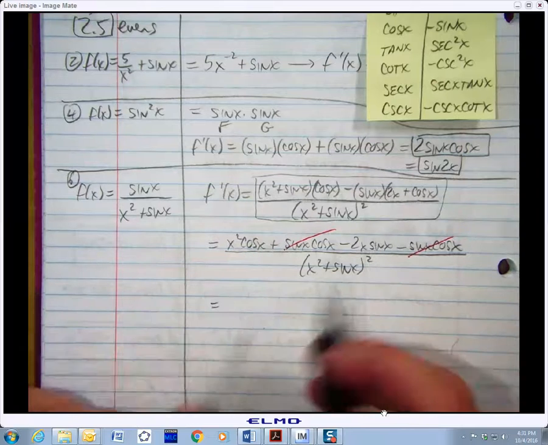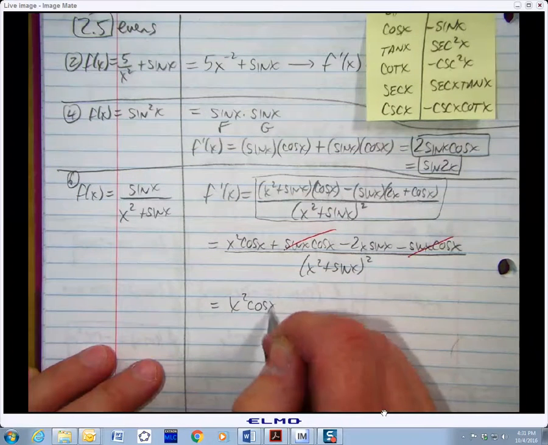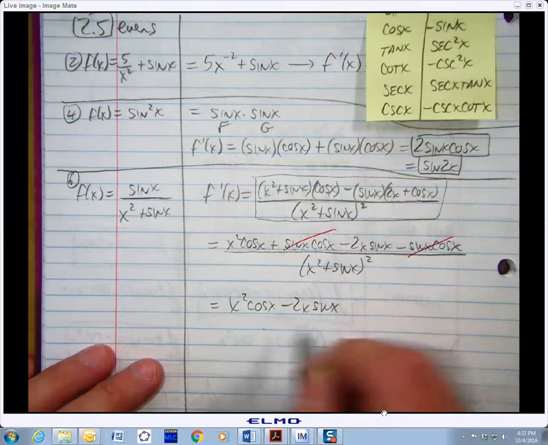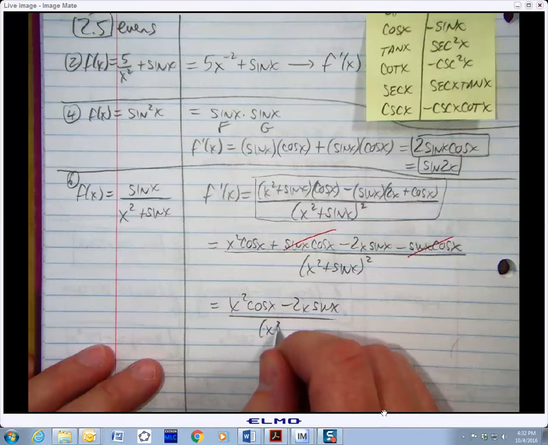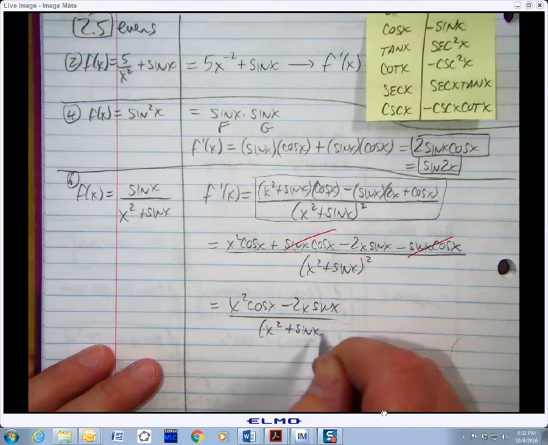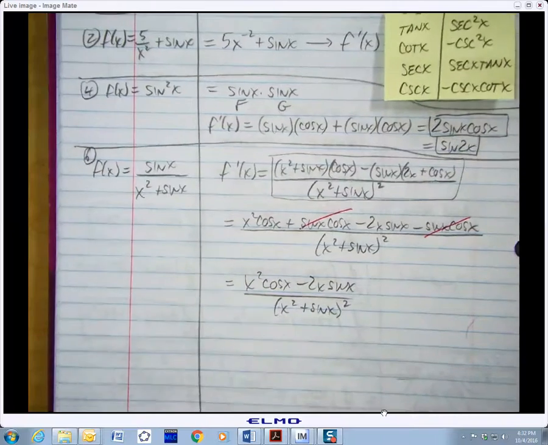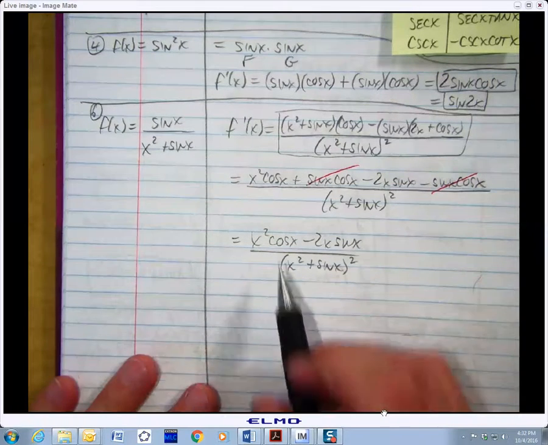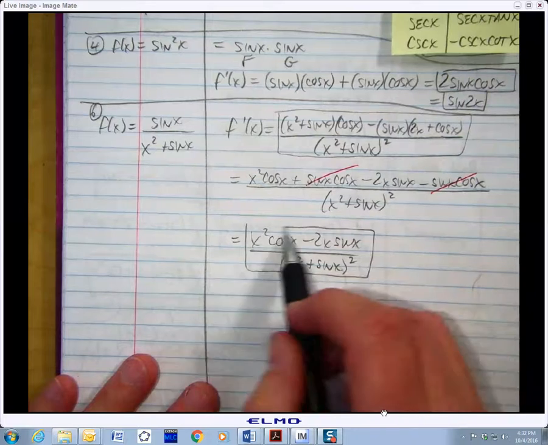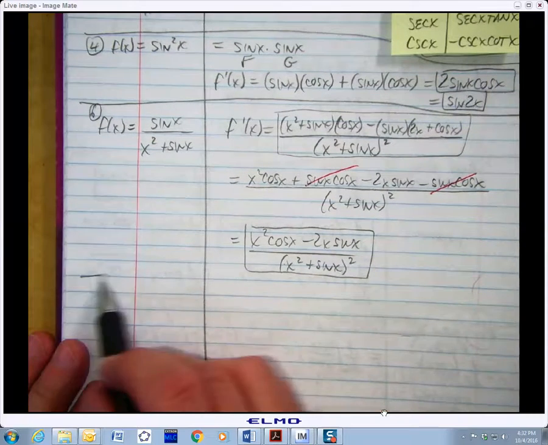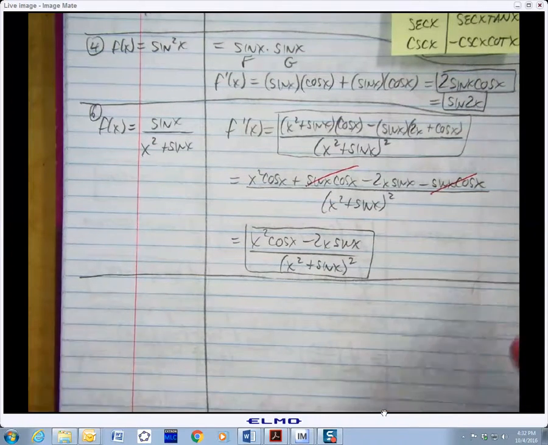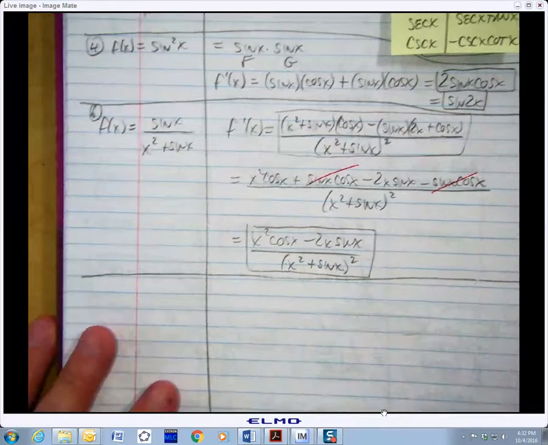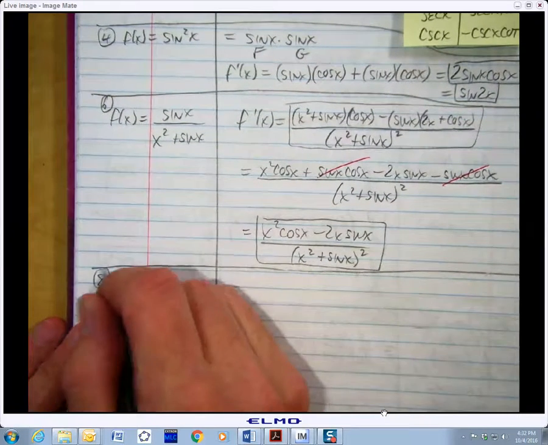I see an x squared cosine of x. I see a minus 2x sine of x, and it's all over this mess of a denominator. And at this point, we would probably stop right here. I'm sure there's some other ways to write this, but at a certain point, you just stop doing that because you realize it's not really getting you anywhere. If it's not becoming simpler, we'll just stop. Number 8 coming up.